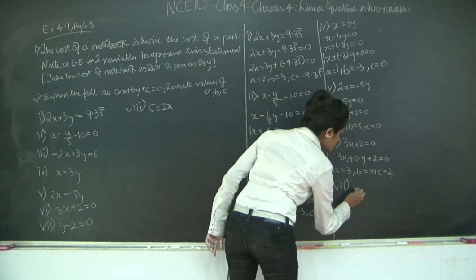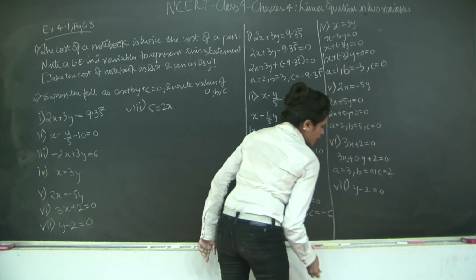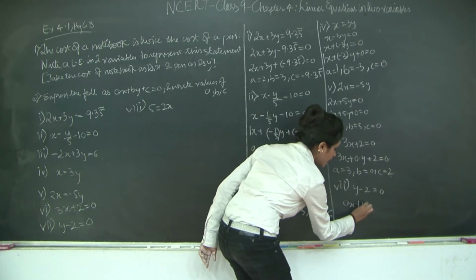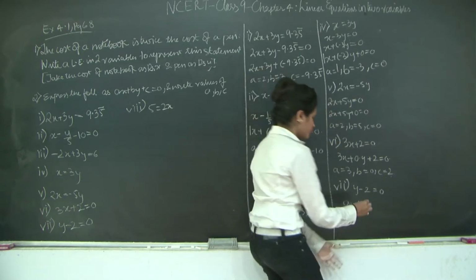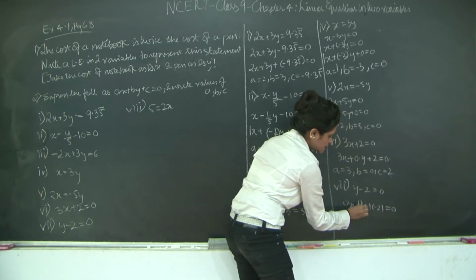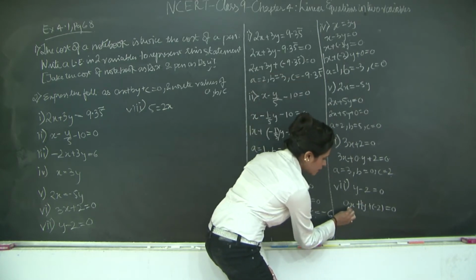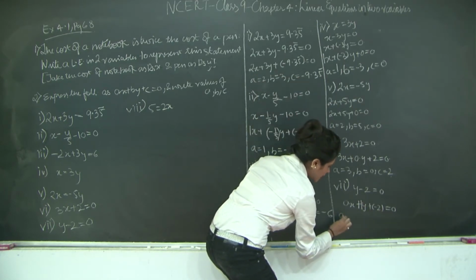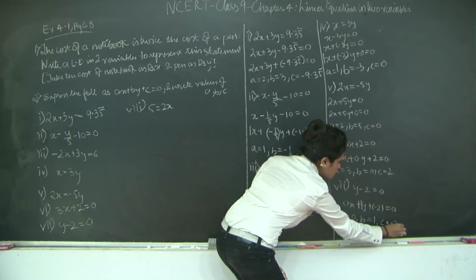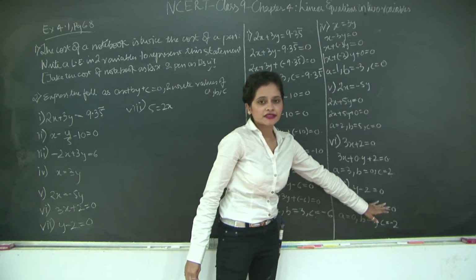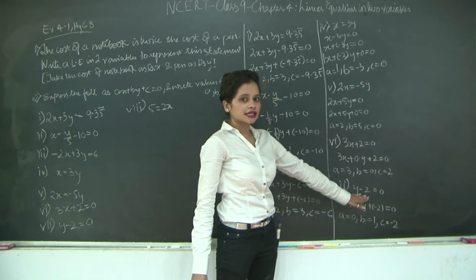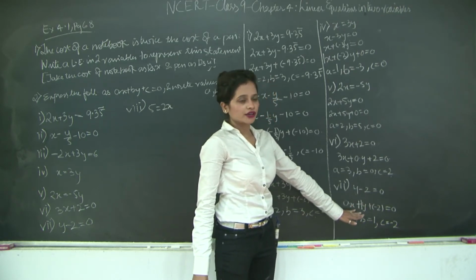The seventh one, y minus 2 is equal to 0. So we have a y, we do not have an x, so I will just say 0x plus y, and I will rewrite my minus 2 as plus of minus 2. So y is nothing but 1y, right? Therefore, now comparing it with ax plus by plus c is equal to 0, a is 0, b is 1 and c is minus 2. So again, this is of the form ax plus by plus c is equal to 0, where a is equal to 0. But we have represented this linear equation in a single variable as a linear equation in two variables.